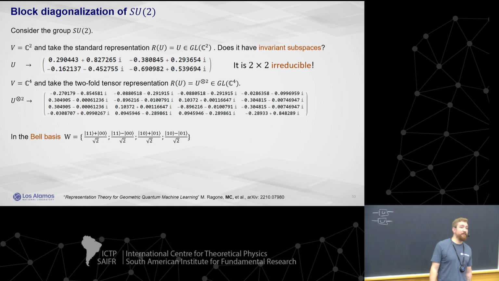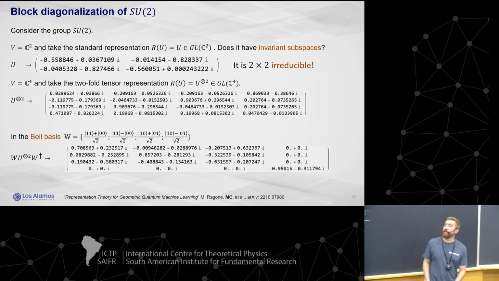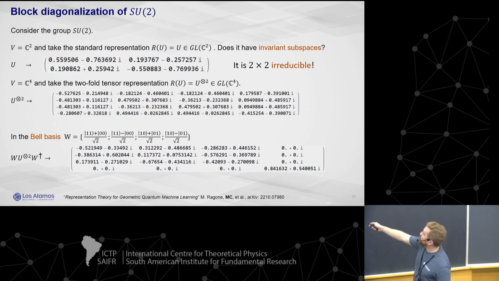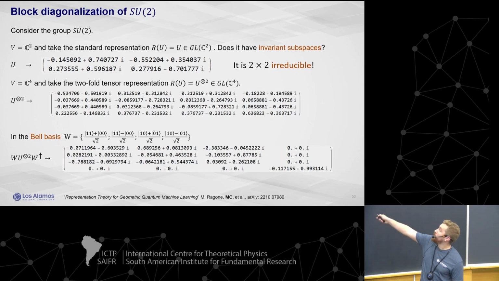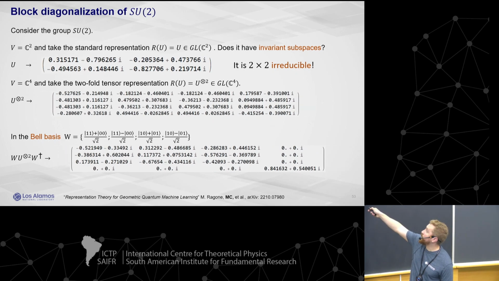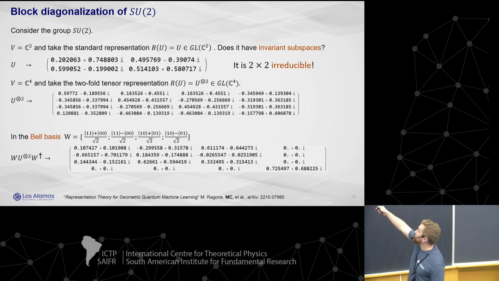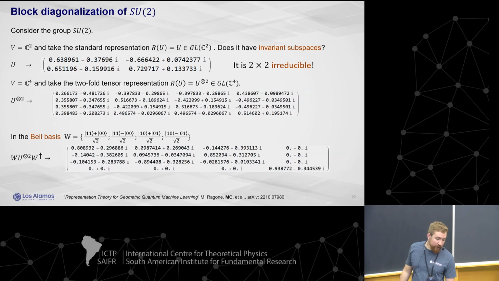So if I take the Bell basis and do the change of basis, your matrices are going to look like this. You're going to have a 3 times 3 block, which is what people call the symmetric subspace, because these are invariant under permutation of the qubits. And you have a 1 times 1 subspace, which is the anti-symmetric subspace, where if you permute them, you get a minus sign.